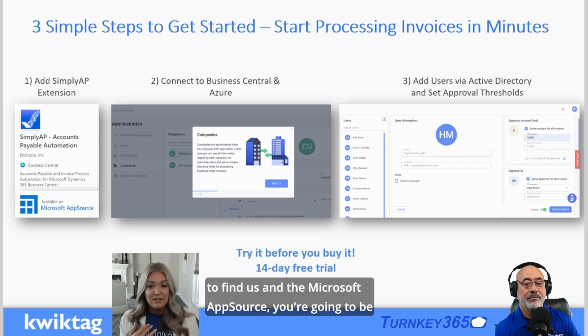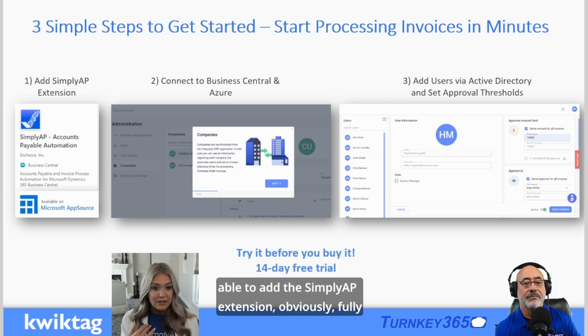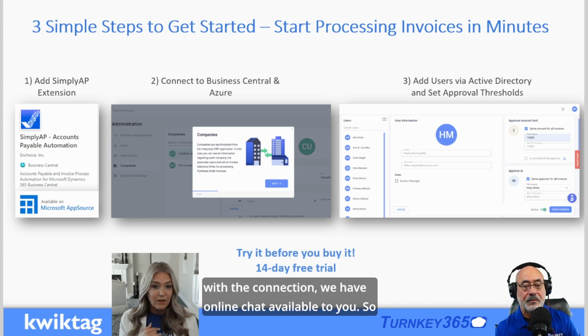So you're certainly going to find us in the Microsoft App Source. You're going to be able to add the Simply AP extension, obviously fully certified. And from there, it's connecting to your Business Central environment. And I'll tell you, as you log in to do the connection, we have online chat available to you.